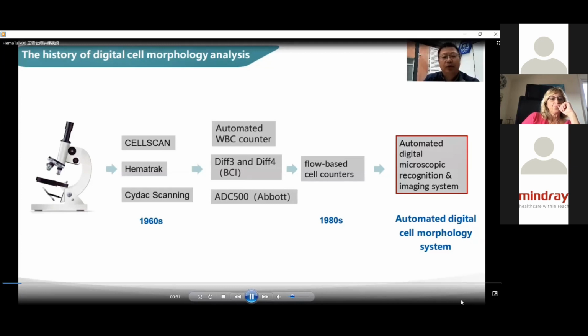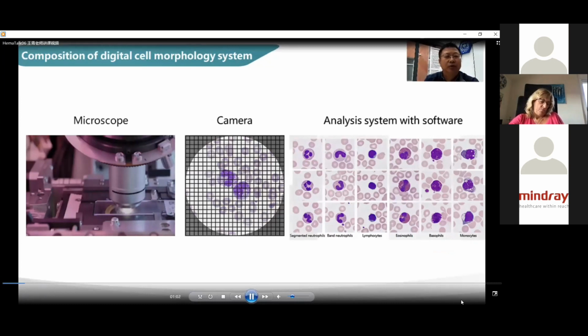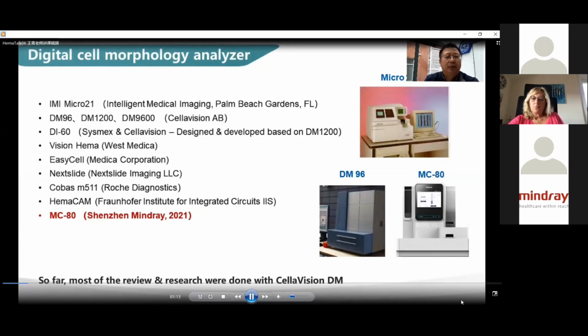Nowadays, we have the automatic digital microscopic recognition and imaging system. For this digital cell morphology system, it has the following features. On one side, it is a microscope. It also has a camera and an analysis system with software. So you can say that nowadays, the digital cell morphology analyzers include Micro 21 and DM.